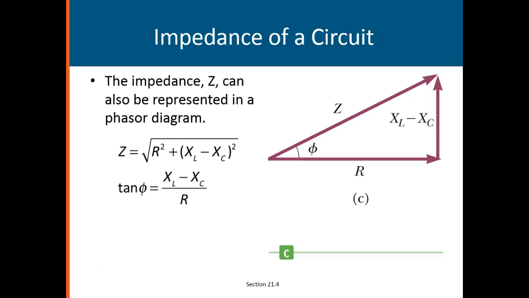The impedance is the overall combination of resistance and reactance. And you do it the same way we did for current and voltage before. Z is equal to the square root of R squared plus the difference of XL and XC, squared. And again, the phase angle is exactly like before: tangent of phi equals XL minus XC over R. Now, the question is, is that the same phi? It better be. Okay?